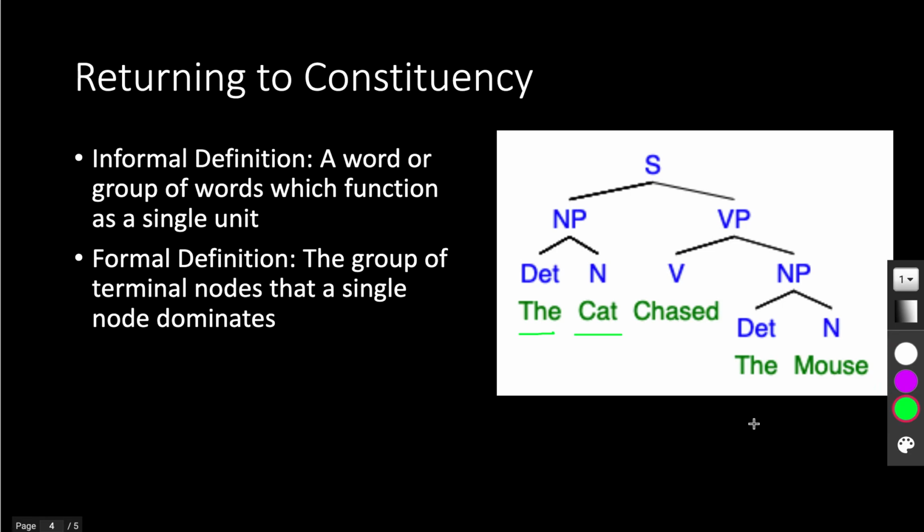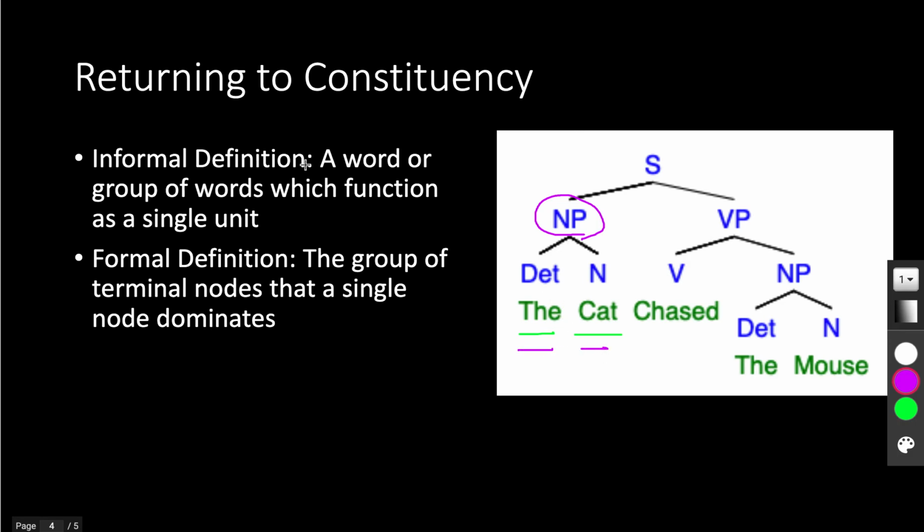To give some examples of this, we might pick a single node, such as this NP right here. And we want to know the group of terminal nodes. If we recall our definition, a terminal node is a node that doesn't dominate anything, right? So this would be this determiner, this N, this V, this other determiner, and this N. So these are our heads, to say it another way. So the group of terminal nodes that the single node NP dominates, and lo and behold, we have the cat again.